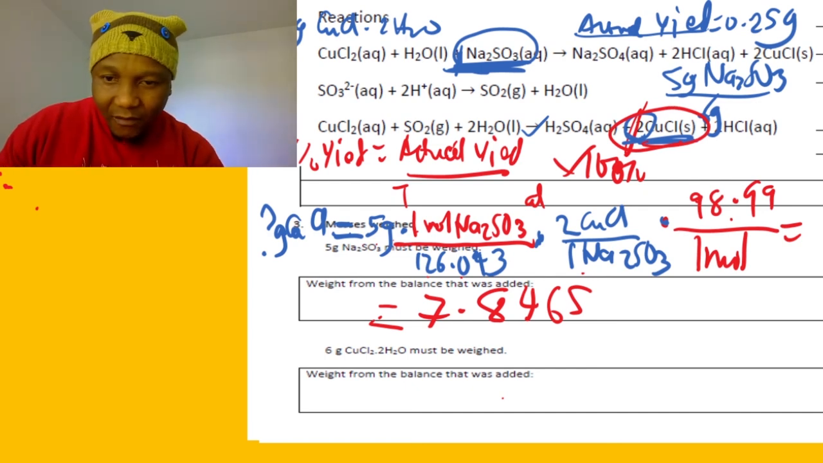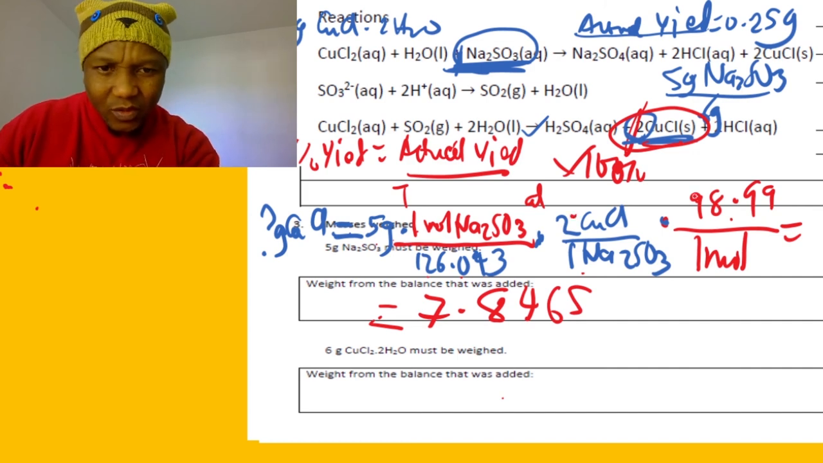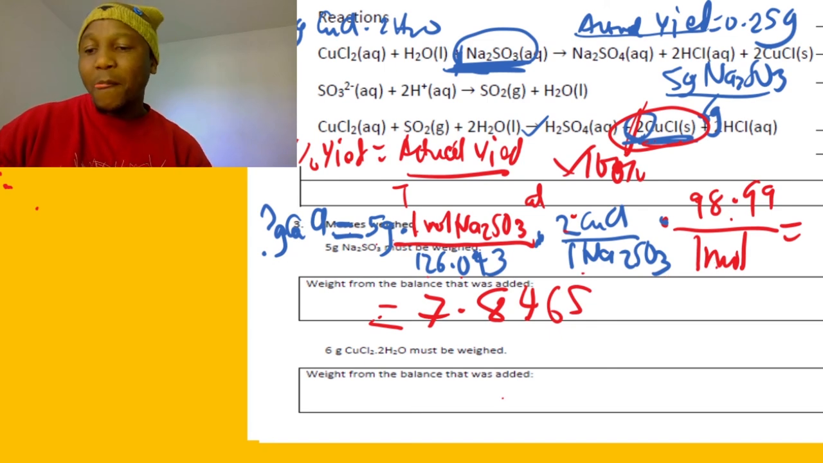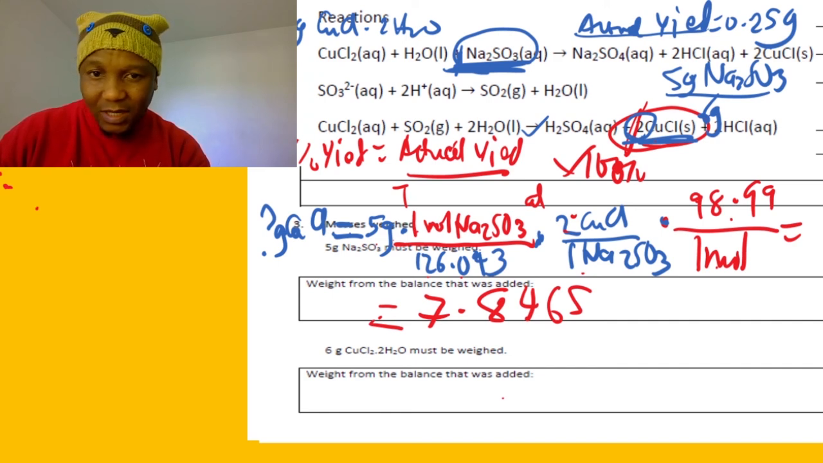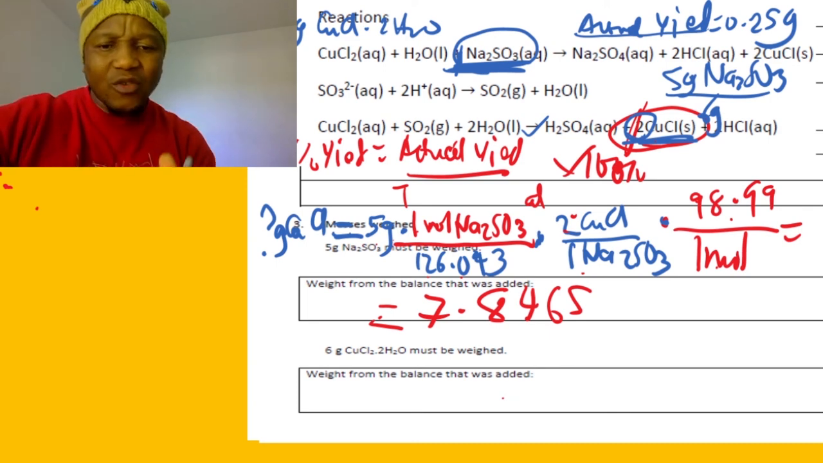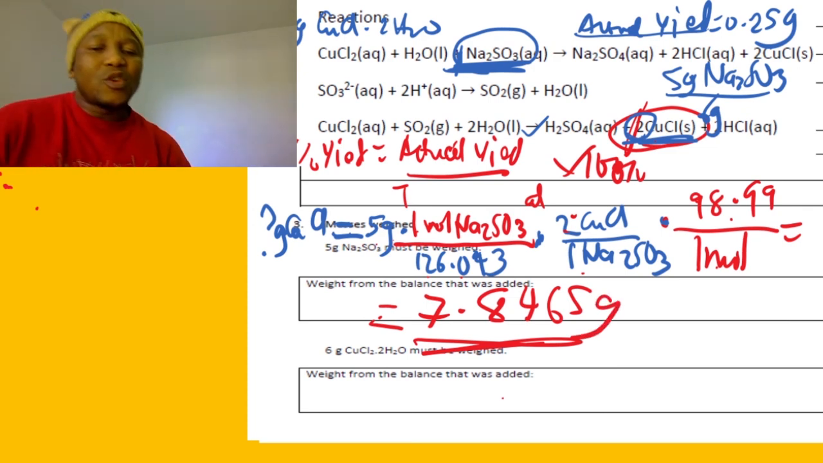Let me see. 5 times 2 times 98.99 over 126 times 1 times 1. Okay. I made a mistake. Sorry. So this is supposed to be 7.8. Yeah, it's correct. This is correct. So this is what the theoretical yield is.